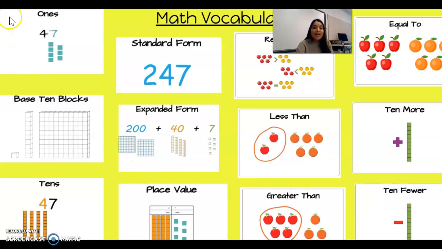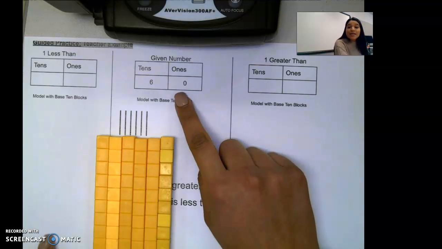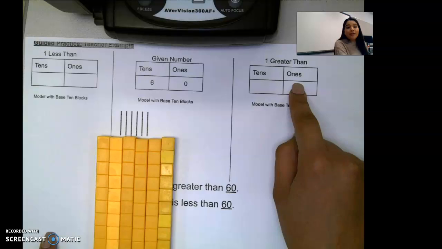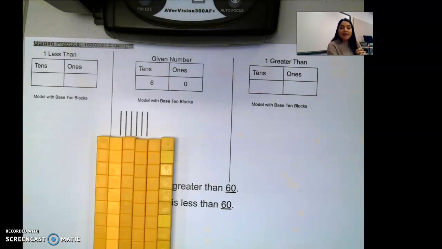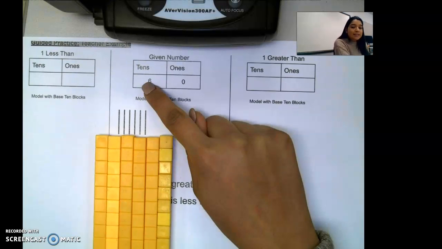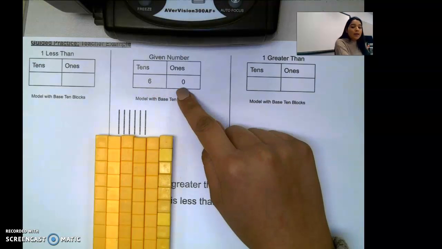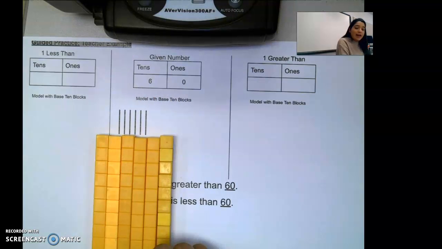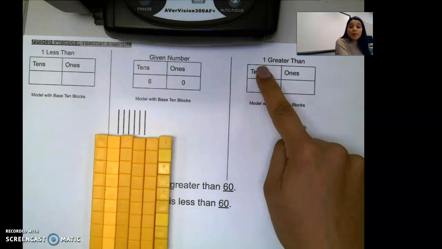So let's go ahead and see our lesson for today. What we're going to be doing is we're going to be generating a number 1 greater than and 1 less than, just like we did yesterday. So let's look at our given number that we have. We have 60. So the number 60 has 6 tens and 0 ones. So right here I have 60 with my base 10 blocks. And we're going to start with 1 greater than.